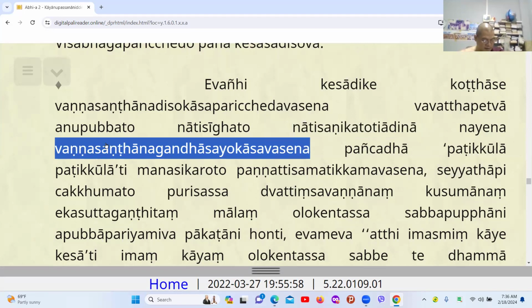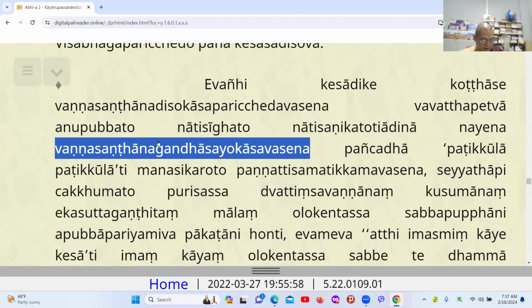Vanna, the color; Santhana, the form; Gandha, the smell; Asaya, the place where they arise; and Okasa, the location. Five aspects, seeing their particularity, their repulsiveness. The person who observes these 32 parts of the body by five aspects as repulsive reflects on all these as repulsiveness by five aspects.